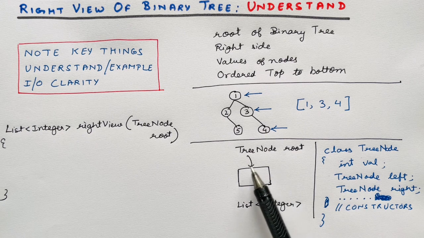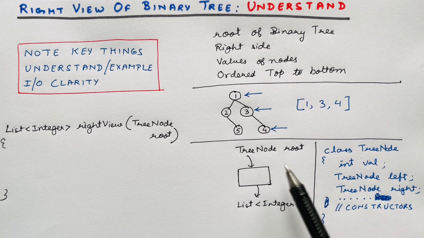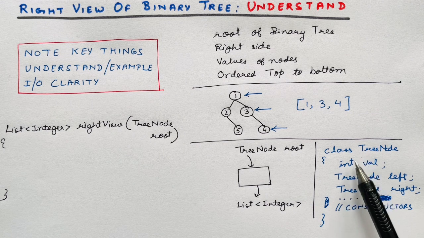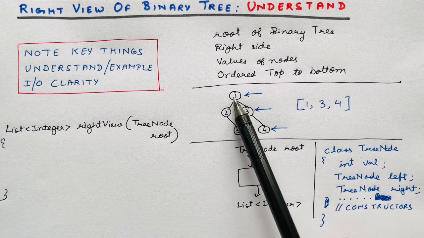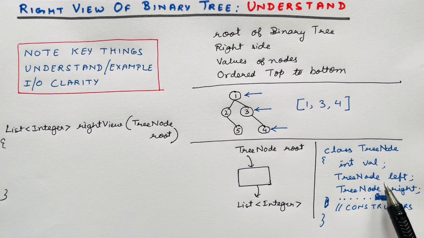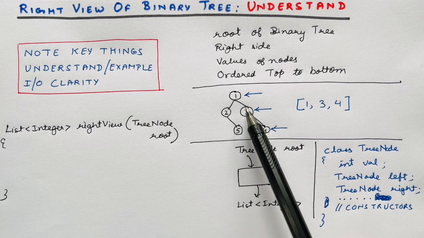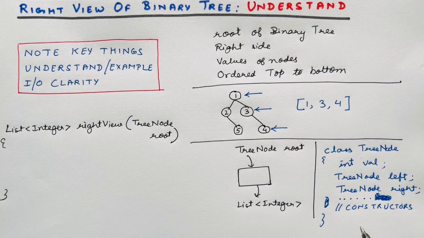So if we consider our solution to be a black box, we are getting an input as tree node root, and we have to return a list of integers. What is tree node? This class is also given to us. It is a class which has three things: a value, for example 1 here, a pointer to tree node left child, and a pointer to tree node right child. For example, a pointer to 2 and a pointer to this 3. This class will also have constructors here, but this class is given to us. So what will our function signature look like? Our function signature will look something like this.